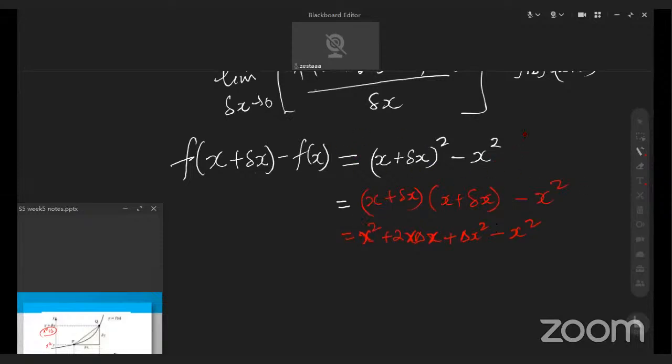I know this is where the challenge comes in, doing this substitution. As long as you can do the substitution, trust me, the rest is fine. So when you simplify this, you see that this x squared goes with this other x squared, x minus x. So we shall remain with the 2x, small change in x, plus small change in x squared. This is what you have.